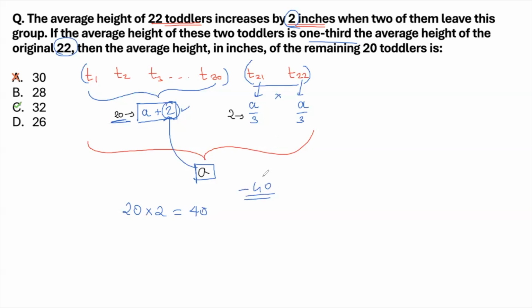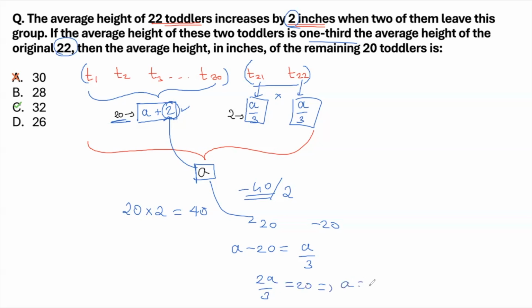If they have a deficit of 40 from the average, we have two such people, so each of them has a deficit of 40 upon 2, that is 20 from the average. So the average value of these two toddlers is basically the actual average minus 20. But that is nothing but A by 3. Solving this, you will get 2A upon 3 is equal to 20, or the same thing, A is equal to 30. With minimum effort you can get A as 30 using the concept of deviations. But the final answer is obviously 30 plus 2, that is 32, reiterating the fact, option C, 32.